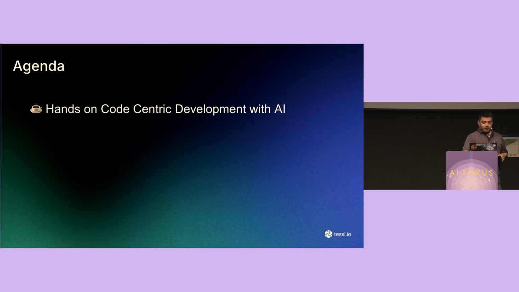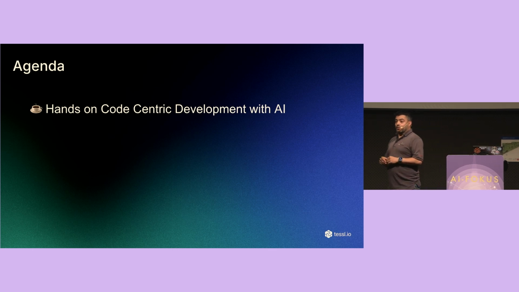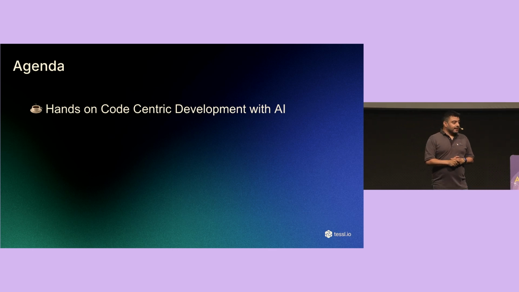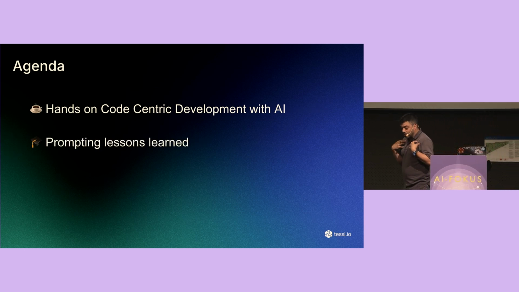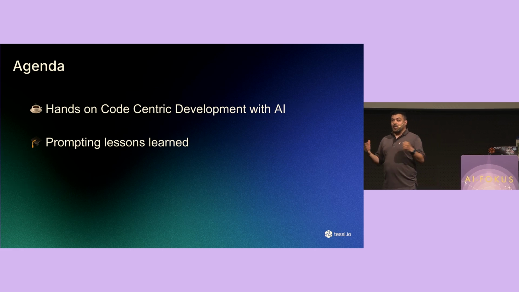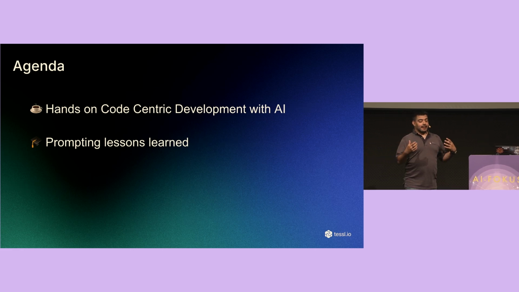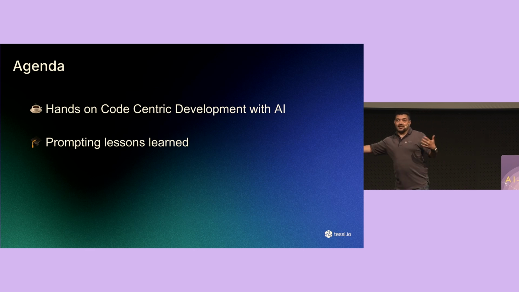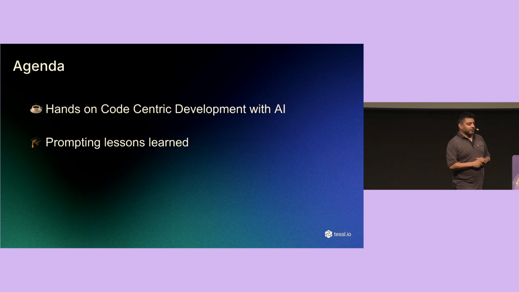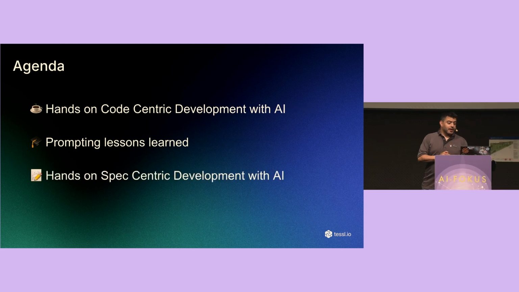So, the agenda for today, in a brief 45 minutes: first of all, some hands-on, what we're calling code-centric development, or development with AI-assisted tooling. And then we're going to jump into some of the prompting lessons that we have learned at TESOL, and see if that's useful for other people. This is how we are using agents or AI to generate code, and how we've learned about the prompts that we have used, and how that benefits us later down the line in terms of the quality or the predictability of the code that's generated from those prompts.